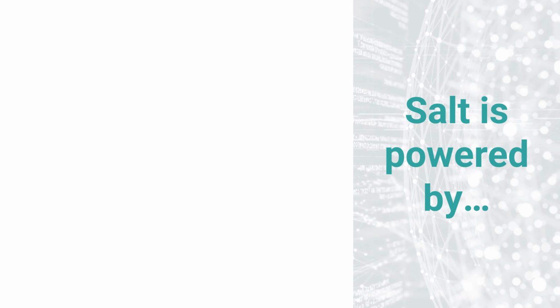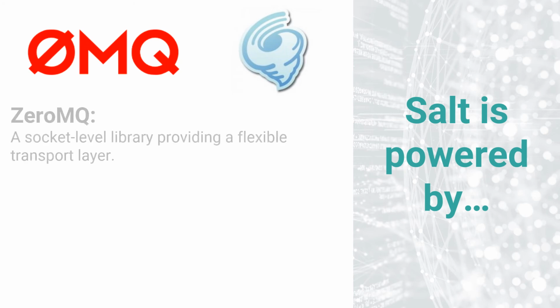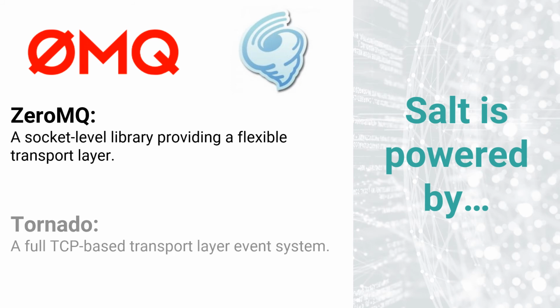Under the hood, SALT uses a pluggable open event system powered by the 0MQ and Tornado, which we mentioned before. And here, just to expand on that, 0MQ is a current default socket level library that provides a flexible transport layer protocol. Tornado is a full TCP-based protocol on the transport layer for the event bus.